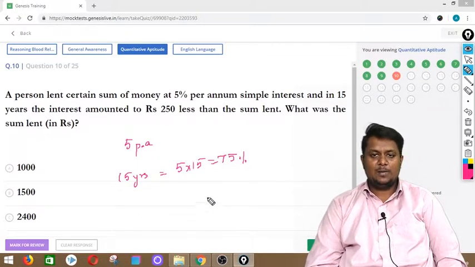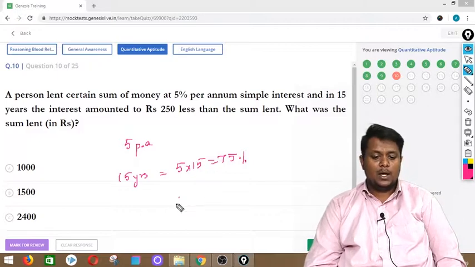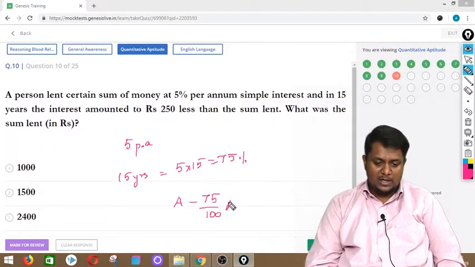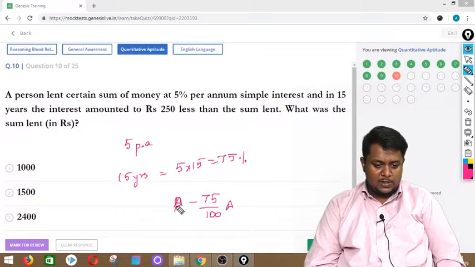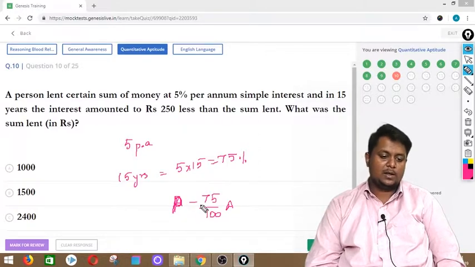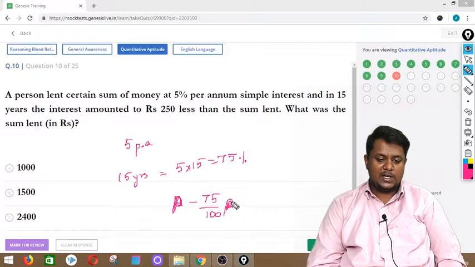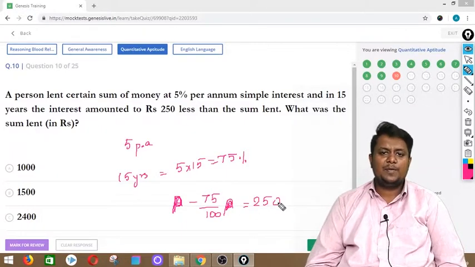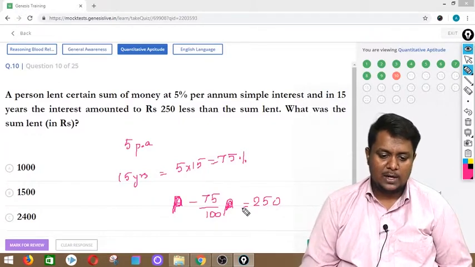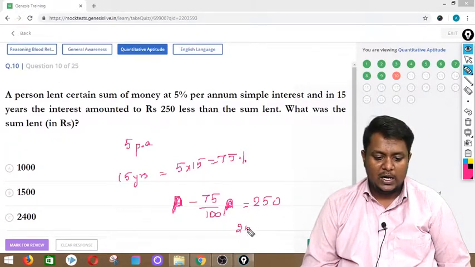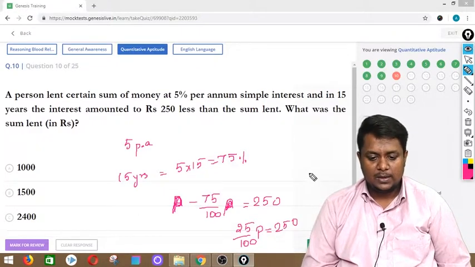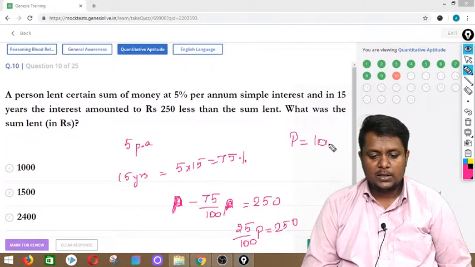So the simple interest will be 75% of the amount. Principal is the amount that you lend to one person, right? Principal minus 75% of the principal is 250, because the interest obtained is 250 less than the amount given. So based on this, we get 25% of the principal amount is 250. This will give the principal amount as rupees 1000.